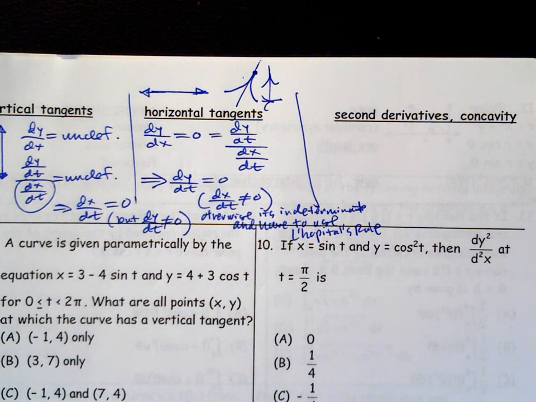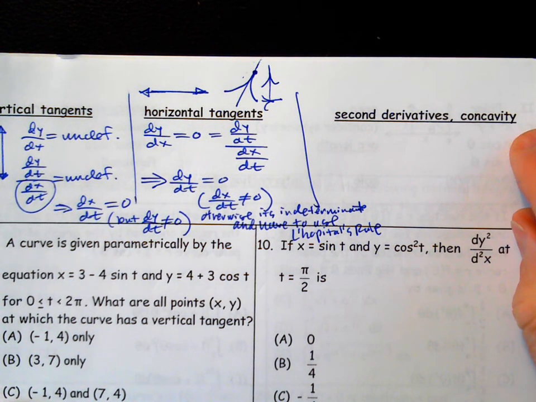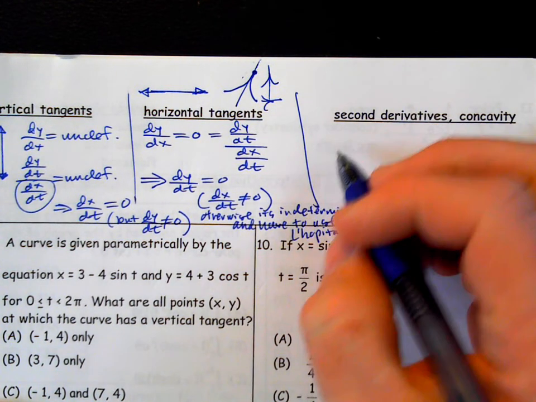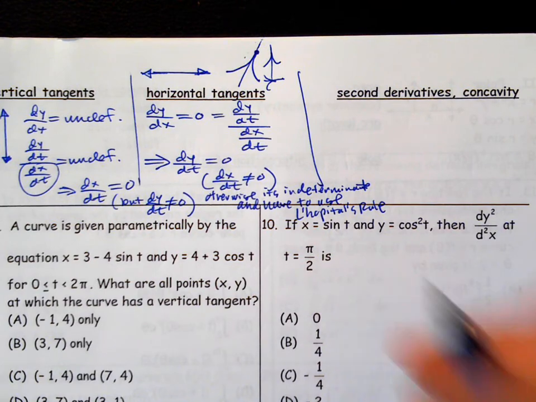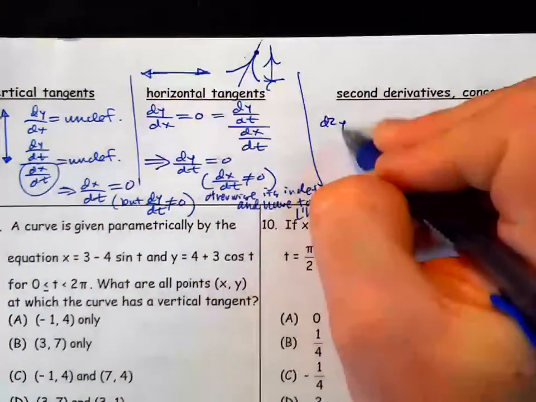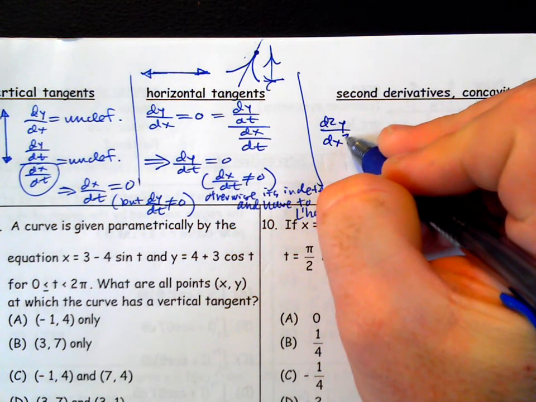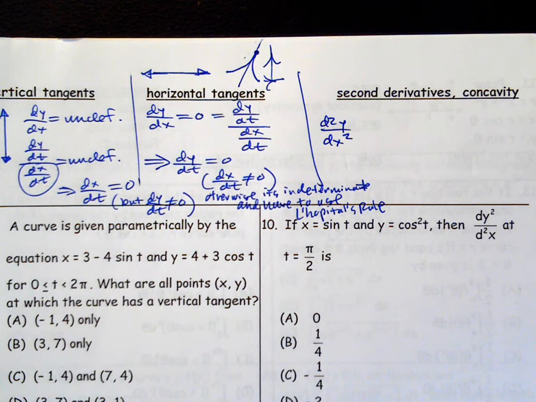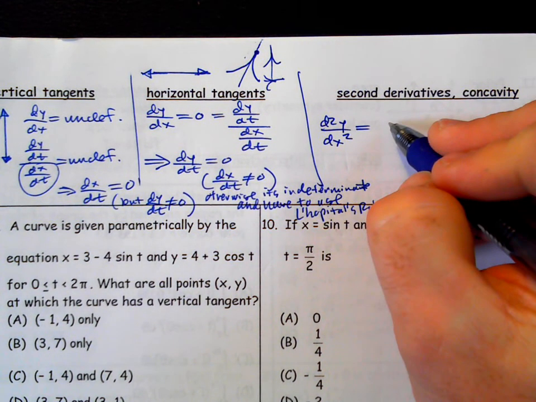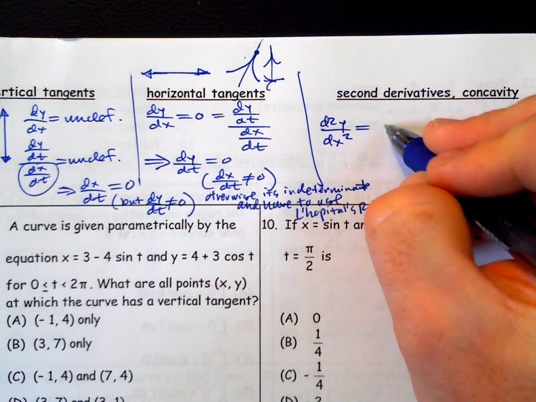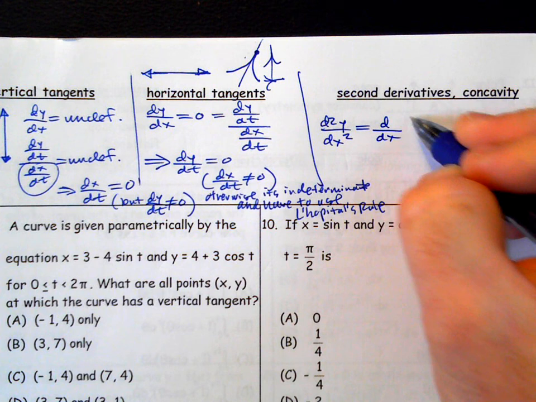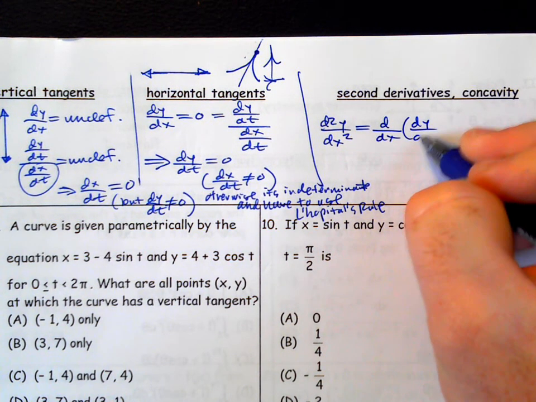But second derivatives, this is one of the nastiest formulas from this year. The second derivative, the concavity of a parametric curve, is not the acceleration. We find the acceleration of x separately and y separately, so this isn't an overall acceleration. But this is generally the second derivative, right? And usually the way we find the second derivative is by taking the derivative of the first derivative, okay?